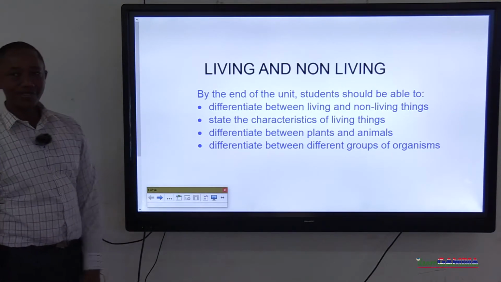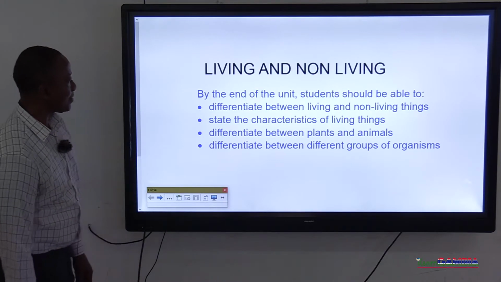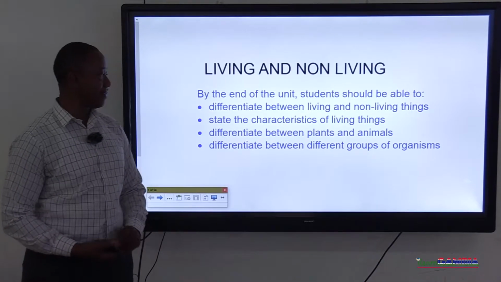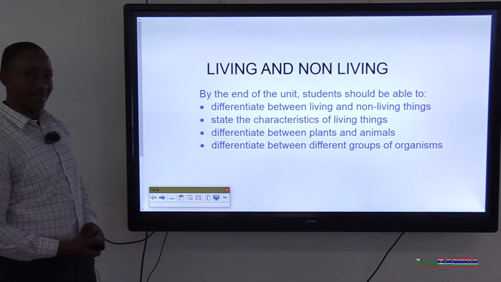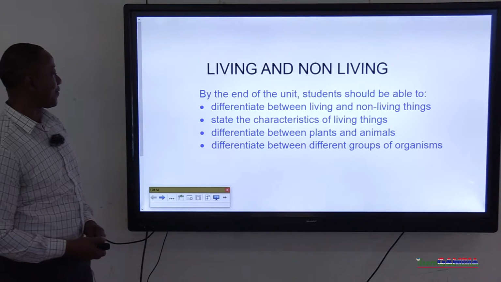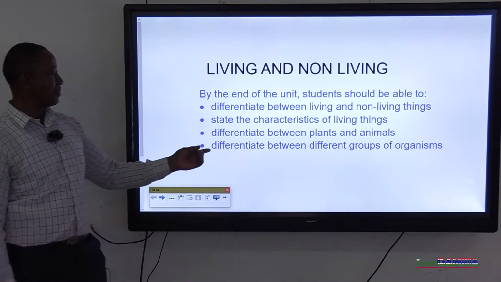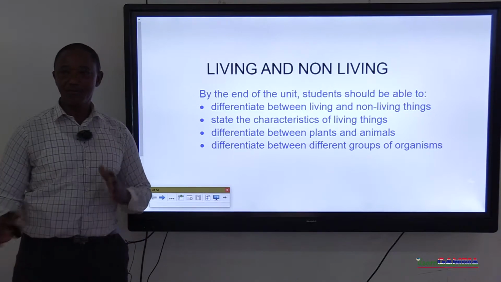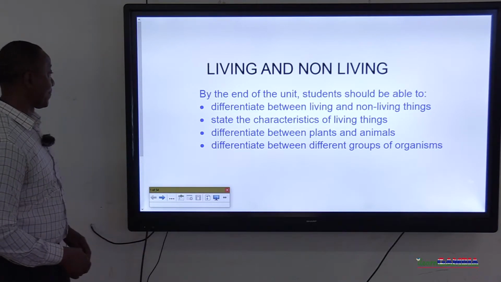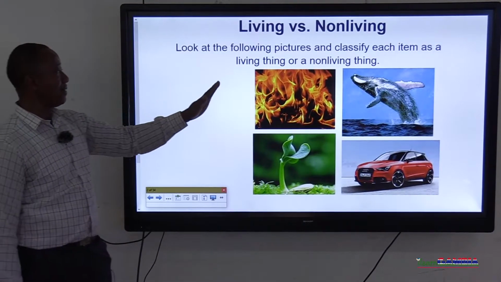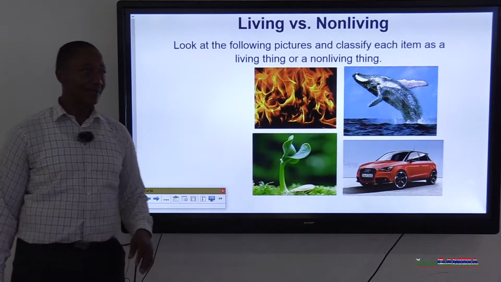By the time we finish this unit, we expect the students to be able to differentiate between living and non-living things, state the characteristics of living things, differentiate between plants and animals, and differentiate also between groups of different organisms. So let us start by looking at living and non-living things.